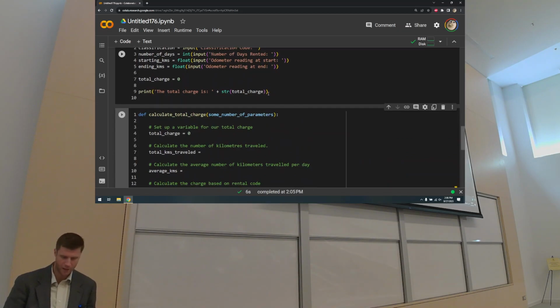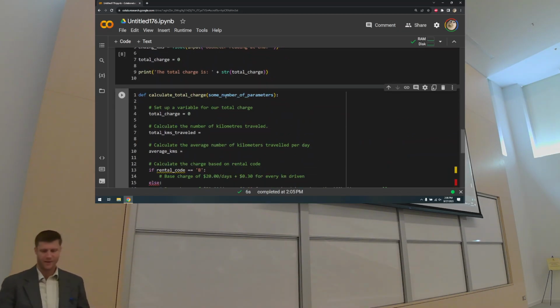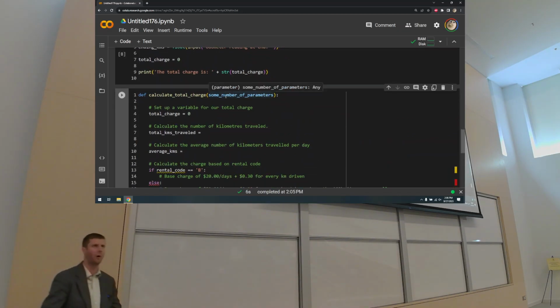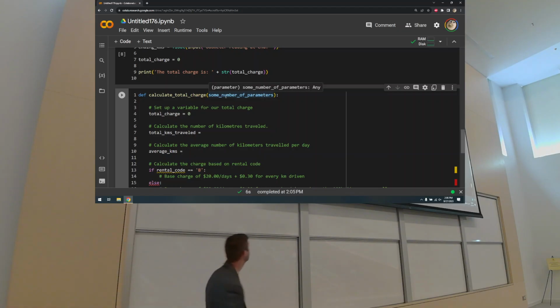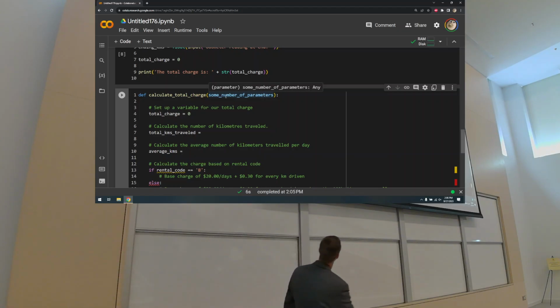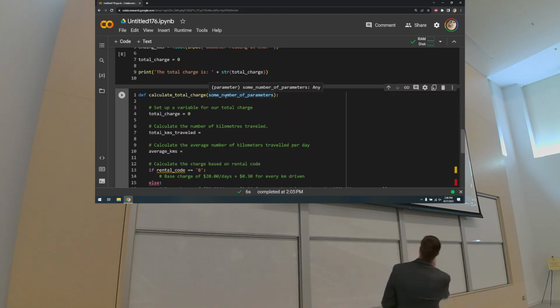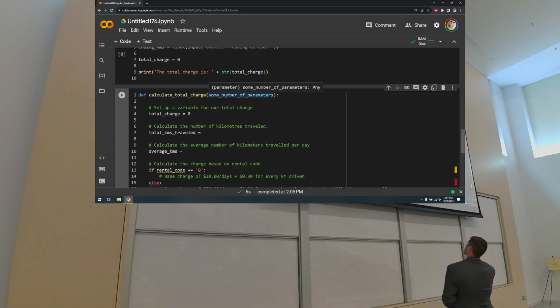So here, calculate total charge. This function is going to need some number of parameters. I'm not 100% sure yet. I'm going to want to calculate the total charge. Set up a variable for our total charge.